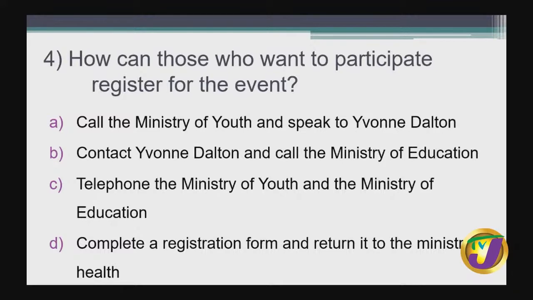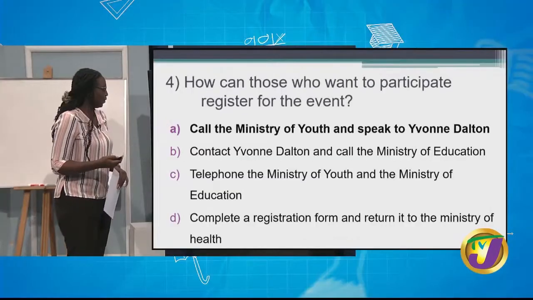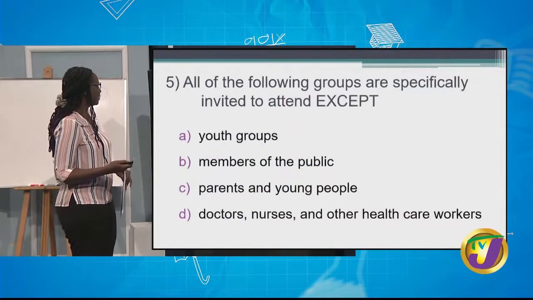Now remember, there are usually two answers that are close, but something about one of them will eliminate it. So you were told a particular name, but did she work at the Ministry of Youth or did she work at the Ministry of Education? So you were supposed to call the Ministry of Youth and speak to Yvonne Dalton. And after that, you'd get further details. All right, our next question.